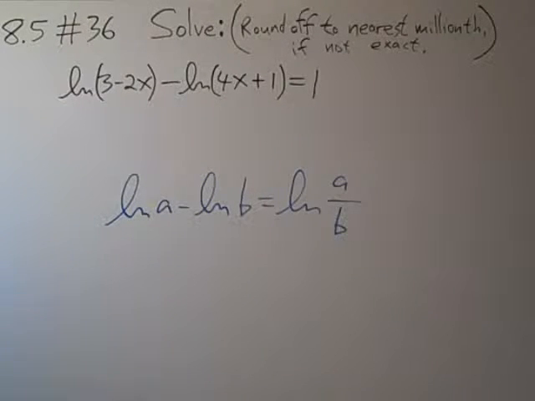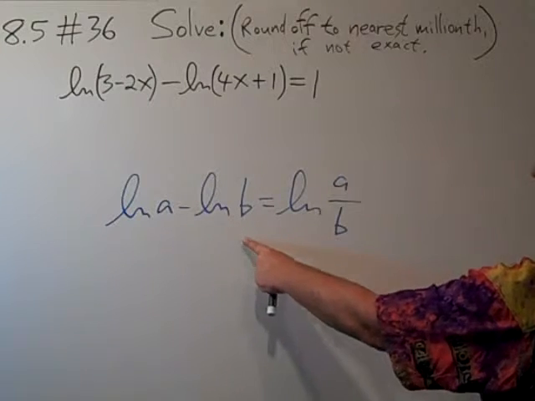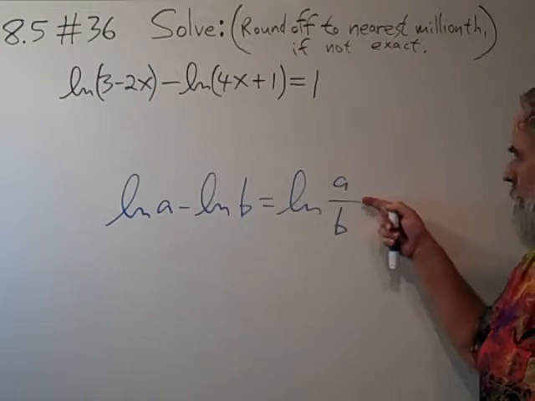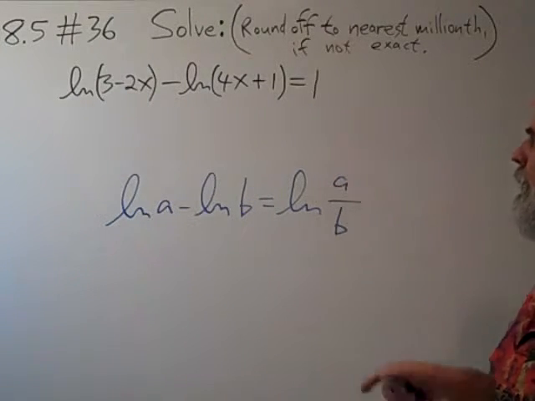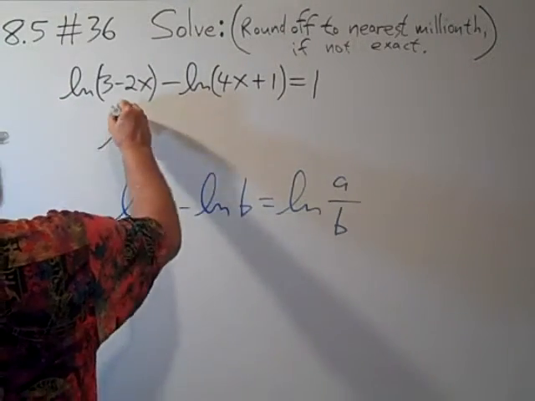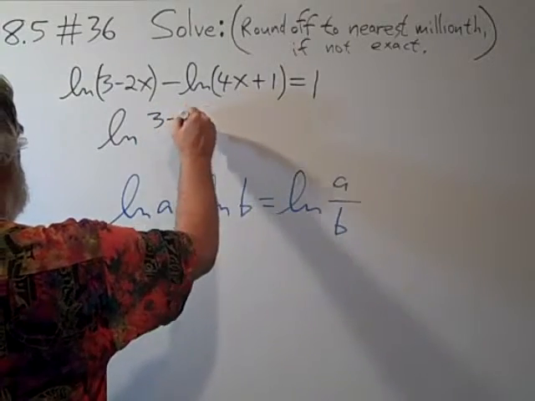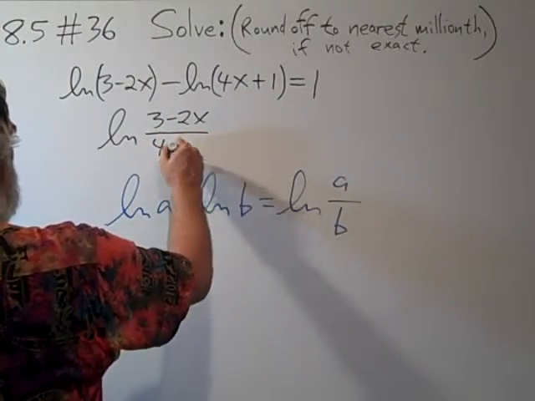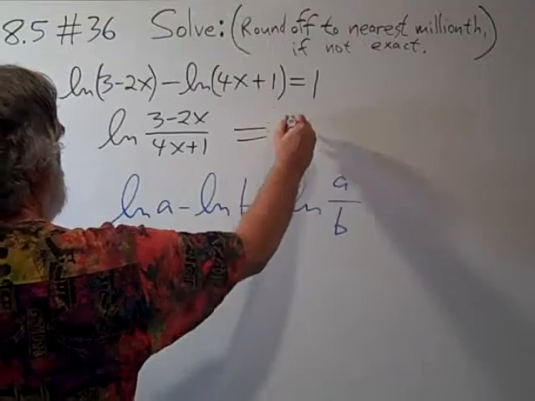For this equation, recall that the natural log of a minus the natural log of b is the natural log of the quotient, a over b. Applying that to the left side, we can write this as a single logarithm, the natural log of (3 minus 2x) divided by (4x plus 1). And that's equal to 1.